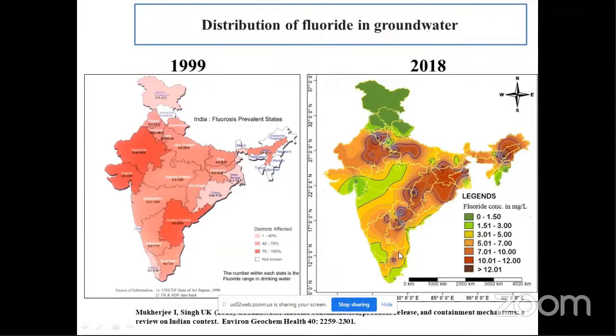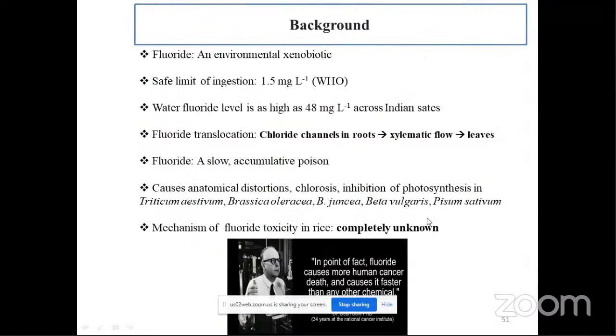And in India, there are hardly any states, for instance only this part which is marked with green maybe. Otherwise, fewer or higher, almost every state of India is now affected with fluoride. In 1999 the scenario was like this, and now it is getting more and more increased. It is said that if you surpass the 1.5 mg per liter level of fluoride, then it becomes a poison. And already in Indian states you have levels as high as 48 mg per liter.